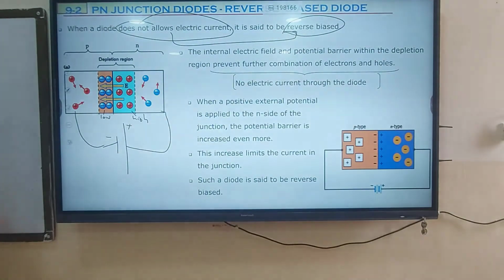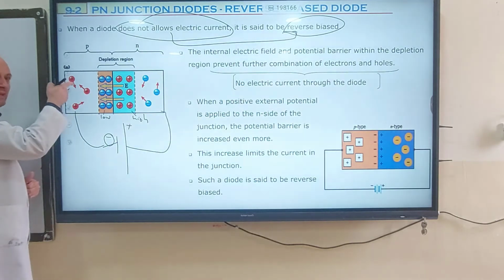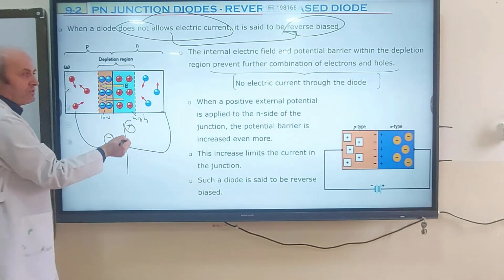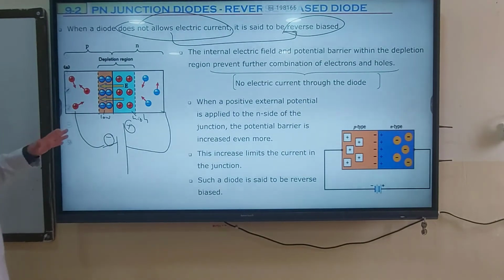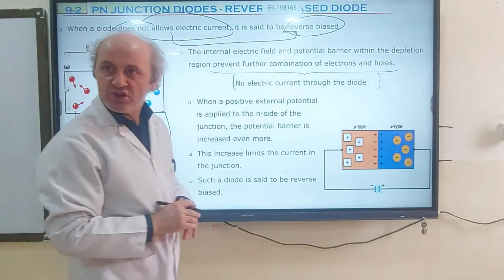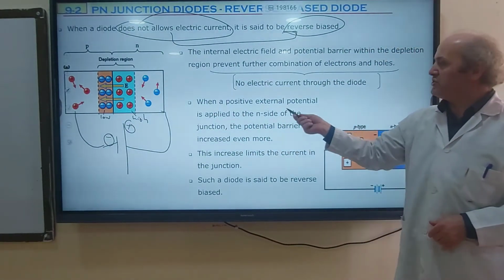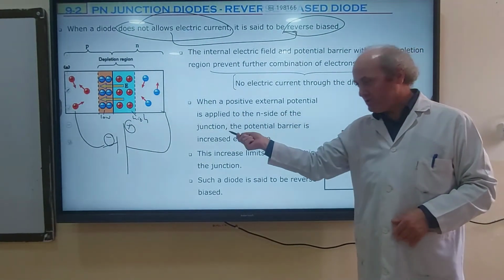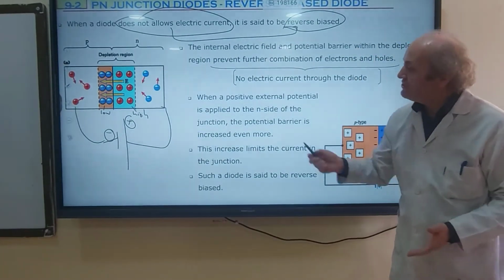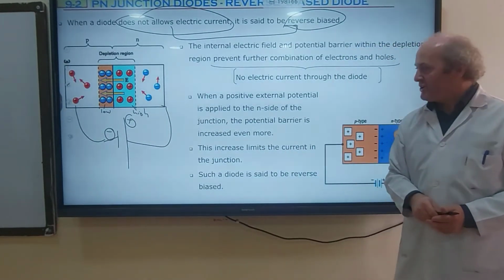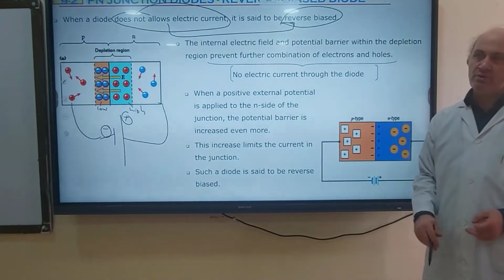So if you connect the negative terminal of the battery to the P side and the positive terminal of the battery to the N side of this PN junction, this diode is said to be reverse biased. When a positive external potential is applied to the N side of the junction, the potential barrier is increased even more. This increase limits the current in the junction. Such a diode is said to be reverse biased.